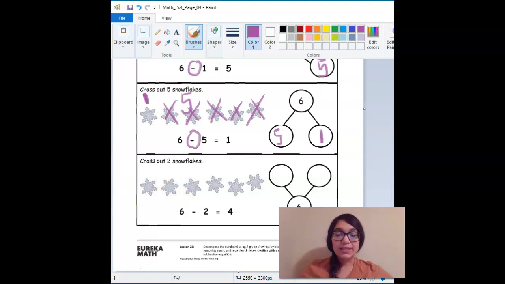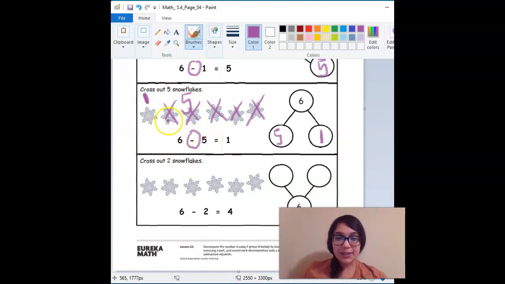So let's read our number sentence together. Everyone finger on the 6. Get ready. 6 minus 5 equals 1. So if you look at my work, I circled the takeaway sign. So it tells us that we are going to what? Get ready. Yes, that we're going to cross out objects. How many objects are we going to cross out? Get ready. Yes, we're going to cross out 5 objects.